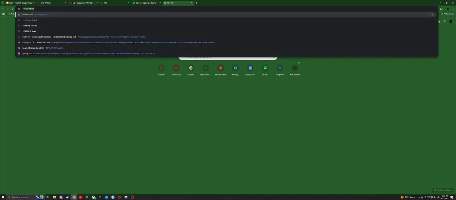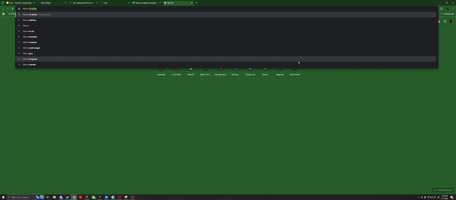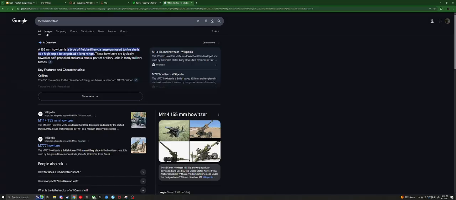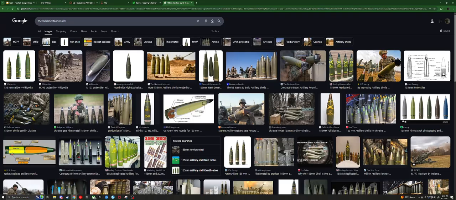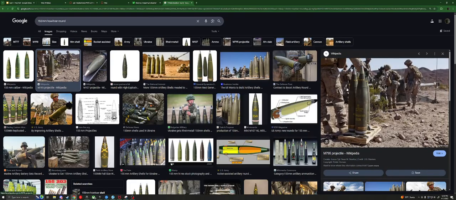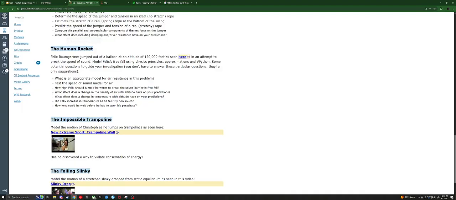I'm going to show you what a shell from that looks like, because I found this really interesting. Basically, it looks like this. It's like a mini rocket. So the idea that a single person has that much energy stored within them is really interesting.